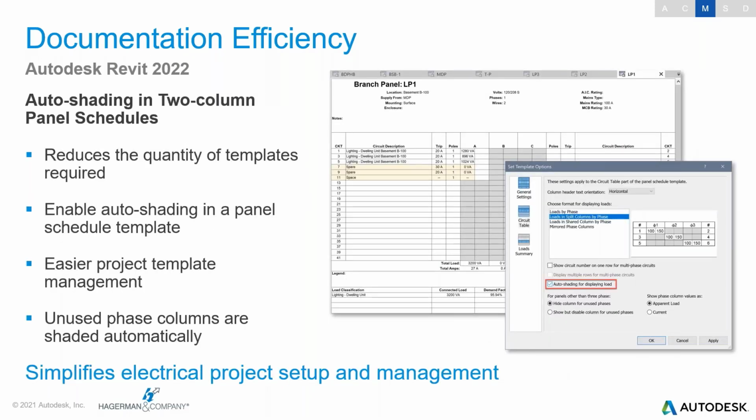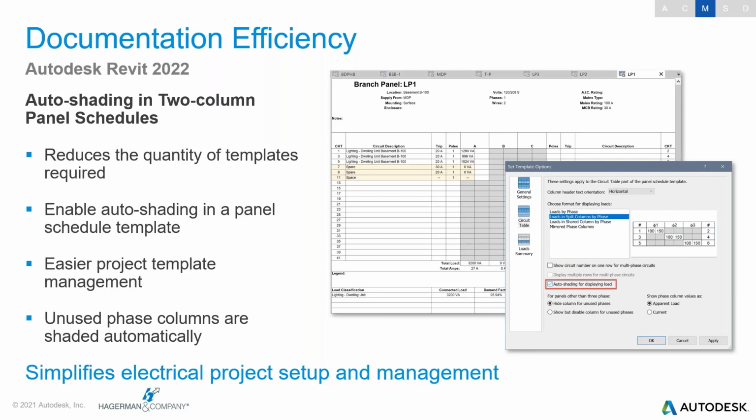And let's see here. This is a good one. So we've now got an auto shading option in two-column panel schedules. This feature adapts to the phases being used. Unused phases will automatically display in gray on the panel schedule. This reduces the number of panel schedule templates required for a project, simplifying your project setup and management. The number of rows exceeding the maximum number of breakers are also automatically shaded.